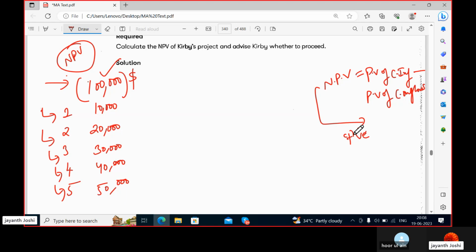Now, all this we have discussed theoretically, I am going to solve practically on the screen. Please understand, these are the cash inflows for the future. That means at first year end I'm going to get $10,000. Second year end I'm going to get $20,000, $30,000, $40,000, $50,000. My expected return from this project is, let's say, 10%.